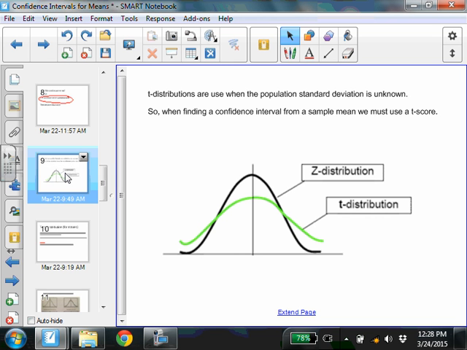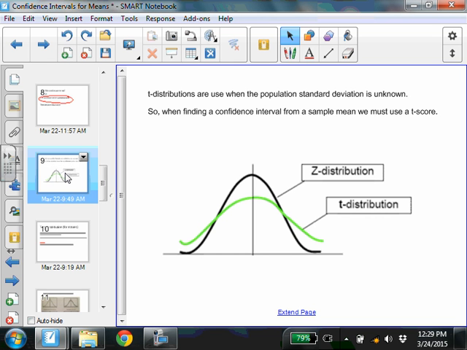All right, so you can see what I've got up here, okay? The z-distribution is this black line, while the t-distribution is the green line. You notice that the z-distribution is kind of higher in the middle, right? You could also call it a normal distribution. It's higher in the middle.